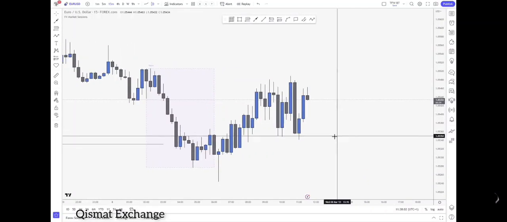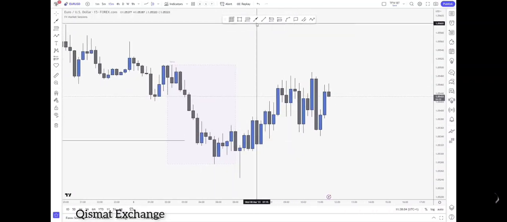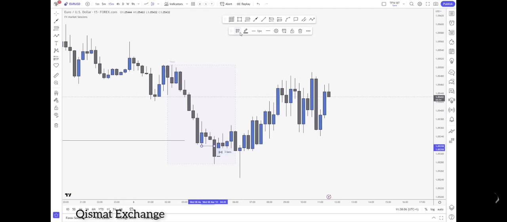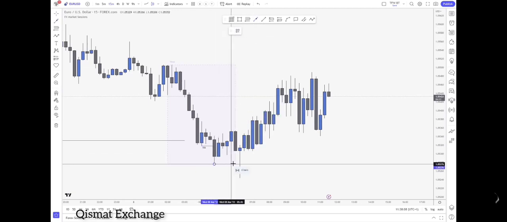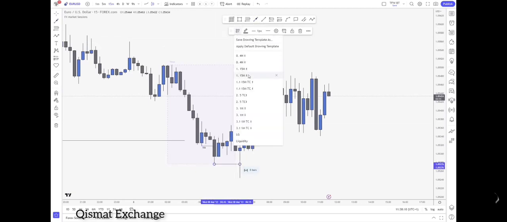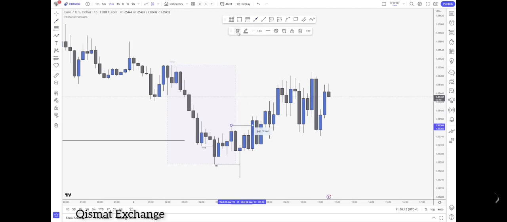Right? So what do we have right there is, again, I'm just tracking structure. We have breakout structure right there. We have breakout structure right there. And then what happens all of a sudden is the market creates a trend change.